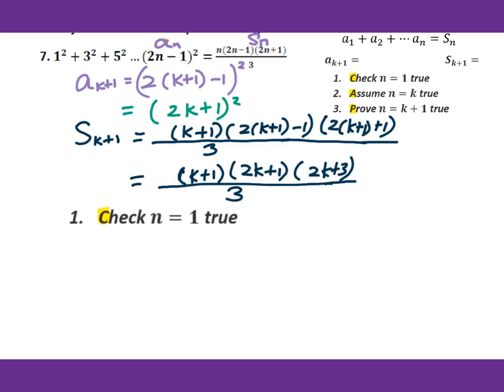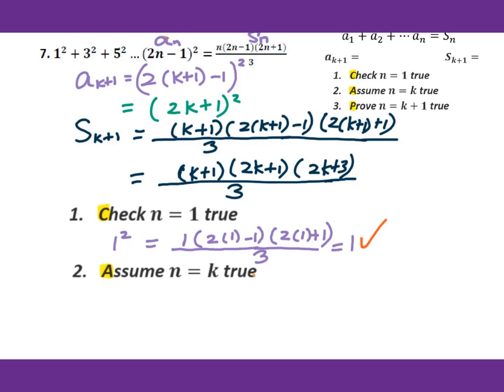Then first step, check n equals 1 is true. So on the left side, we got 1 square. Is it equal to 1 times 2 times 1 minus 1 times 2 times 1 plus 1 over 3, both equal to 1. That means the statement is true when n equals 1.